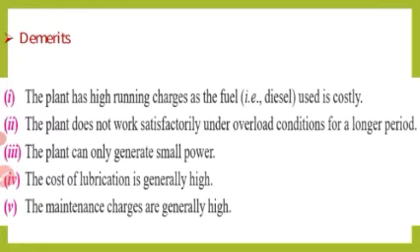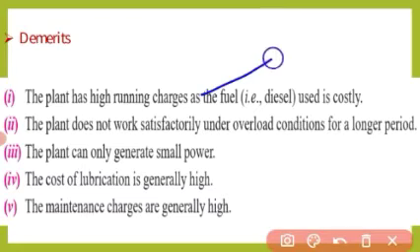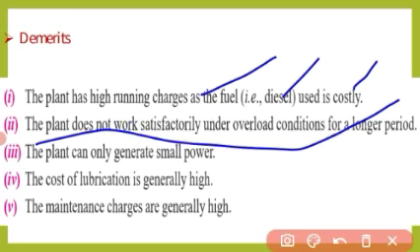Demerits: The plant has high running charges because diesel is used as fuel. The plant does not work satisfactorily under overload conditions for a longer period. This is one major drawback we can say.